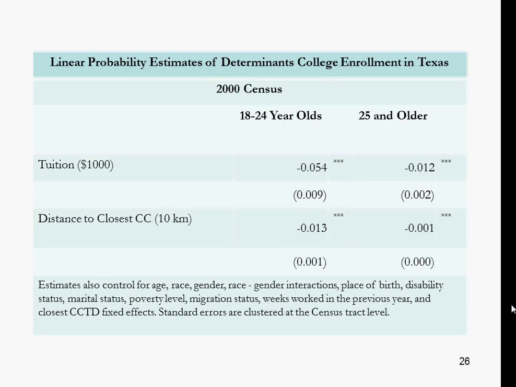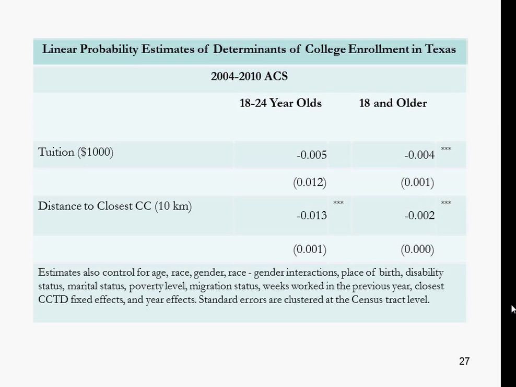And then for 2000, we're actually getting a fairly large negative effect for tuition, especially for the 18 to 24-year-olds, and then a somewhat smaller effect for the 25 and older, but significant. So this is about a 5.4% decrease for a $1,000 increase, and this is about a 1.2% decrease. Then finally, for the ACS, we have something that's negative but insignificant, as well as a significant negative effect around 0.5% for, oops, that should be 25 and older, sorry, for this group.